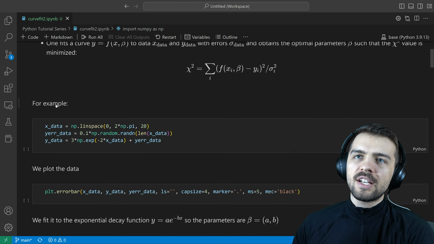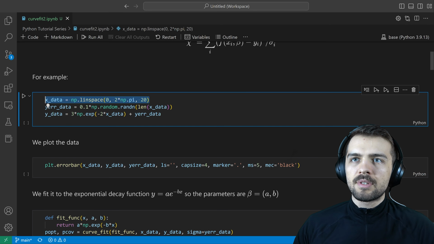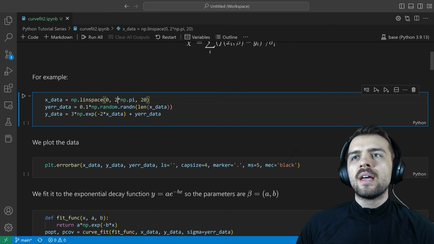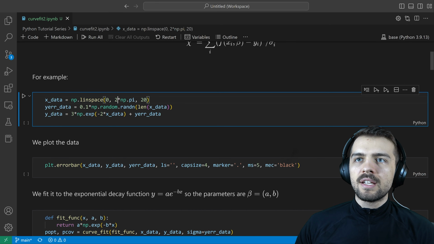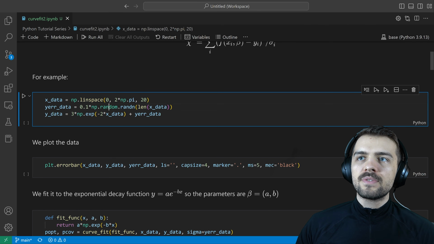So I think it's useful. Let's actually make some data and go over some practical examples here. So here I'm just defining some x data. It goes from 0 to 2 pi. Some error data. Here I'm using the NumPy random normal function. So of course, I can call this function.